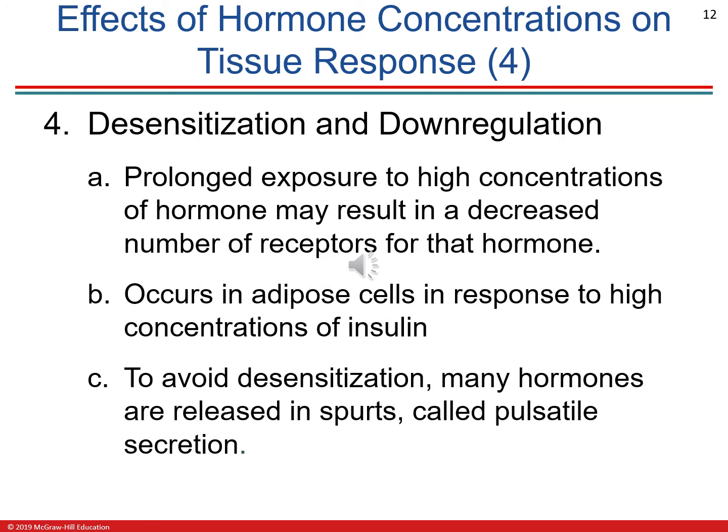However, when the hormone concentration is continually high, the target cells can be desensitized or produce a downregulation. So when that concentration exceeds the time that it should be in plasma, the target cells become desensitized. To avoid desensitization, many hormones are released in spurts, called pulsatile secretion.